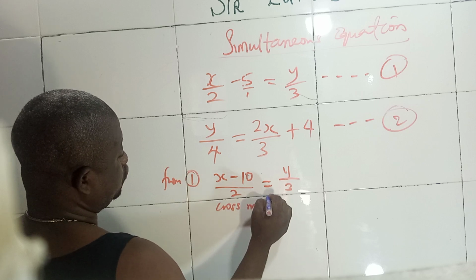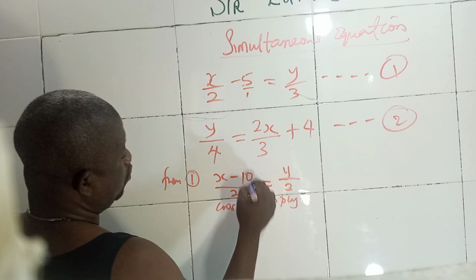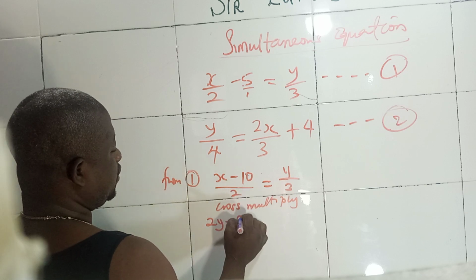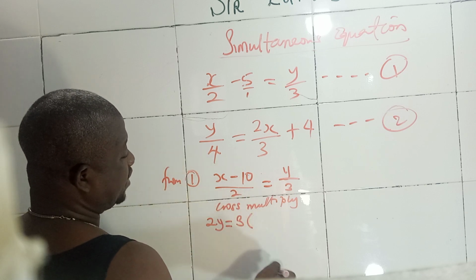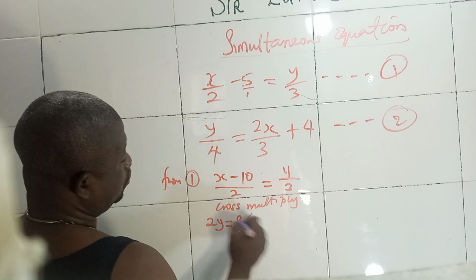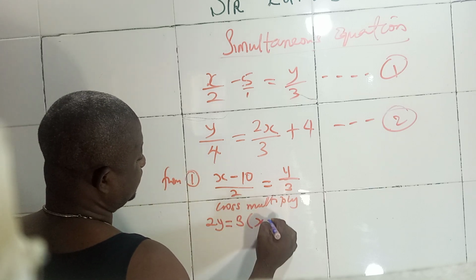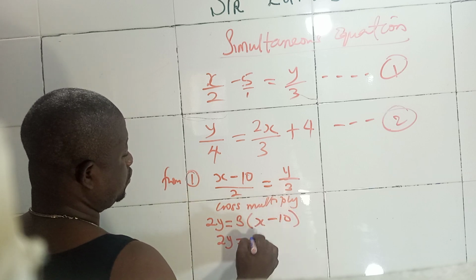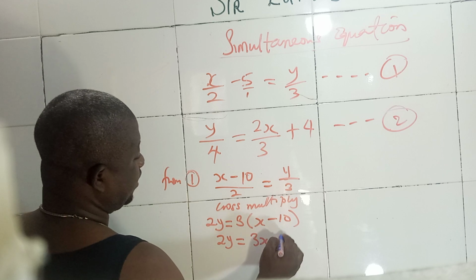Cross multiply. So when you cross multiply, you are going to have 2y is equal to 3 into bracket. You can see the way I'm using brackets. Always ensure that you use your bracket so that you don't miss out your signs. So we now have 2y to be equals to 3x minus 30.